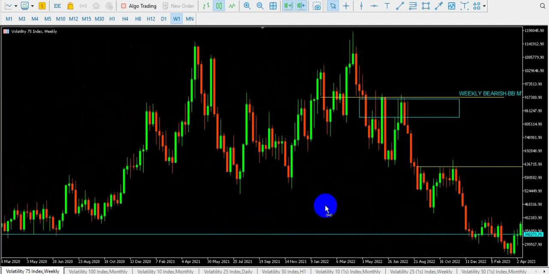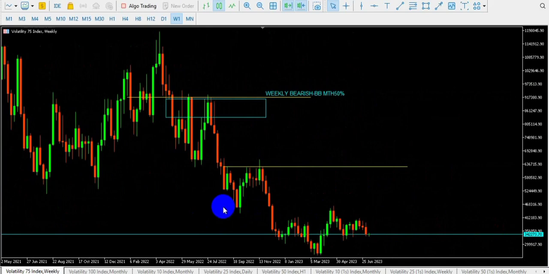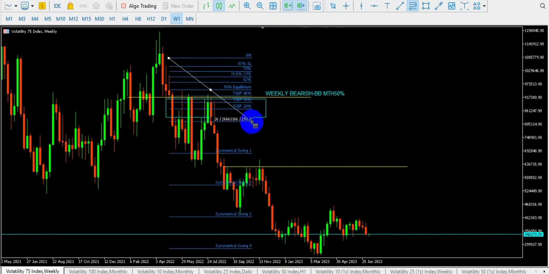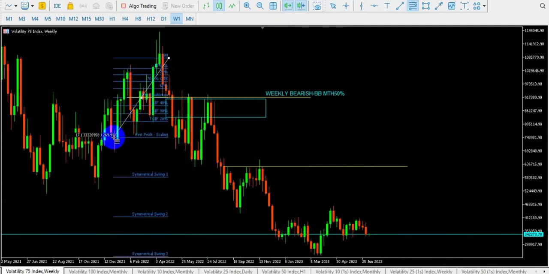And later, after doing that, if we are able to use our fibs to project, we can see where we are actually going to get price.